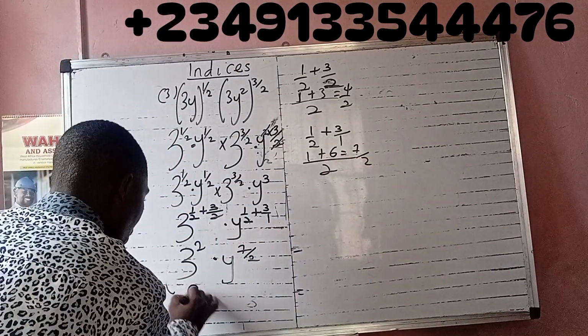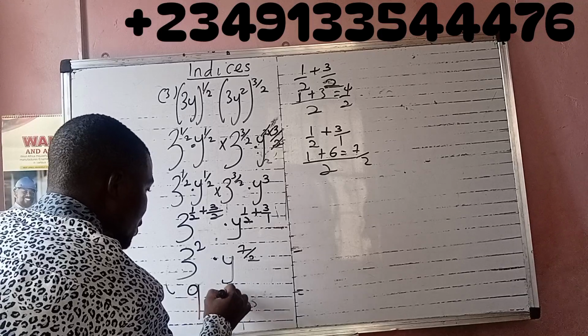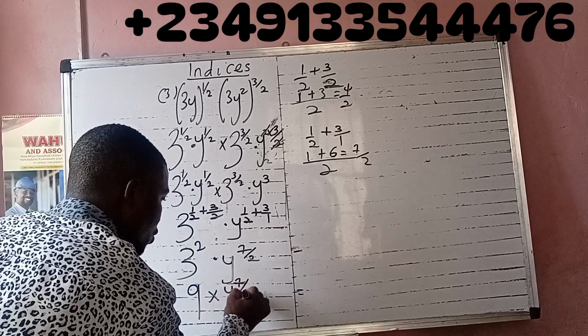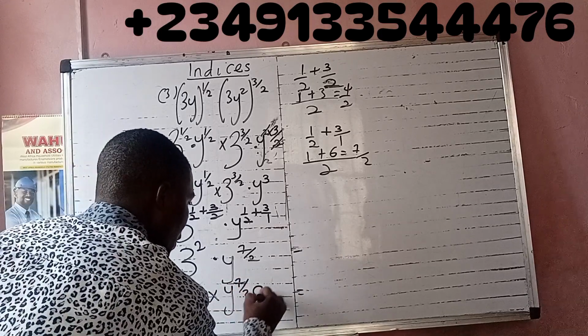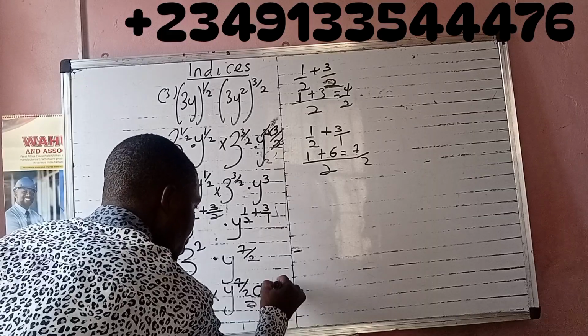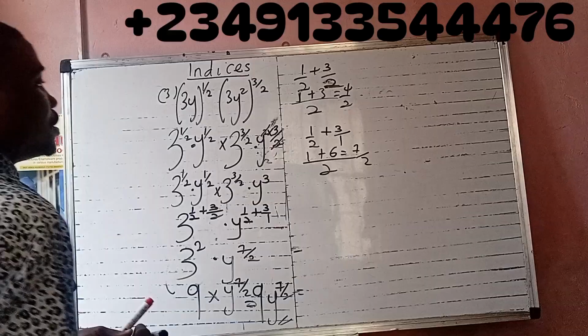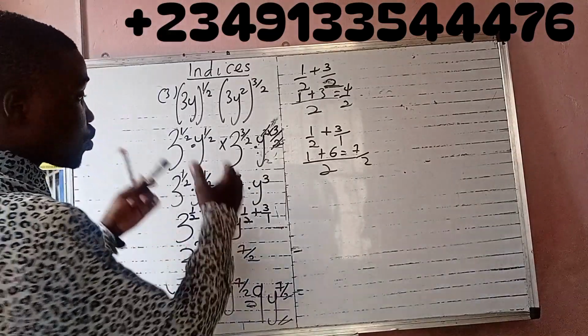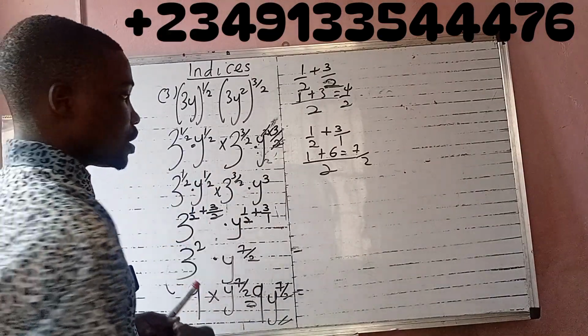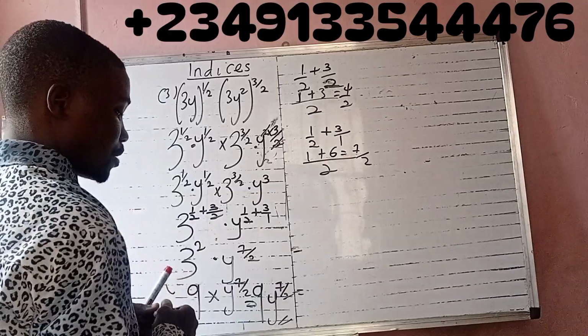Now 3 squared will give us what? 9. So if you put together, you have 9 raised to power 7 over 2. So it looks more interesting like this. So this is the third question we are looking at under indices.